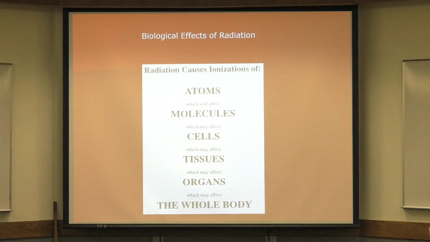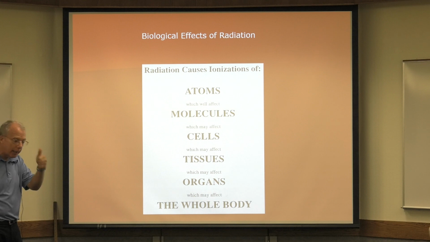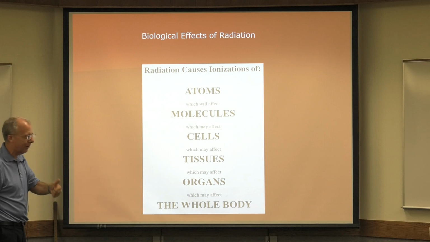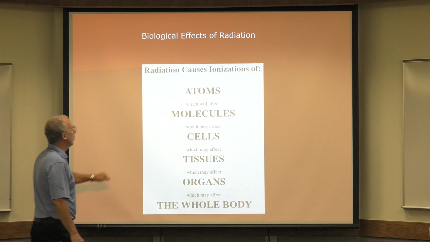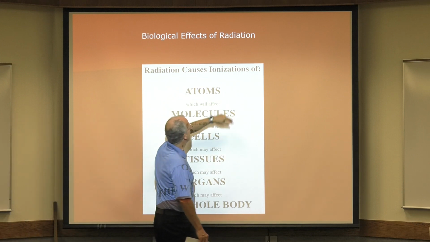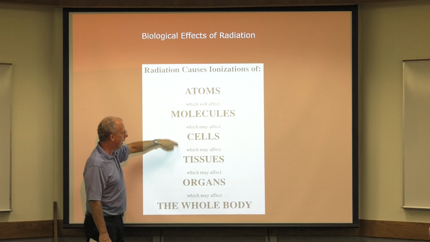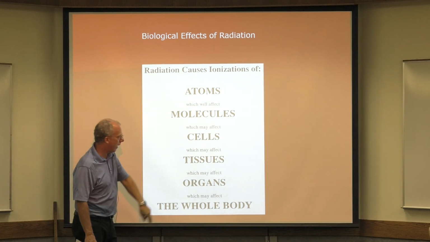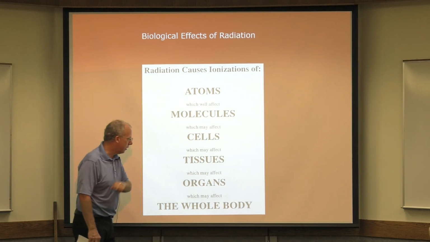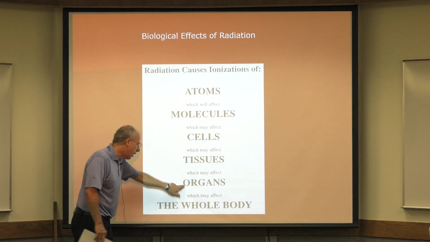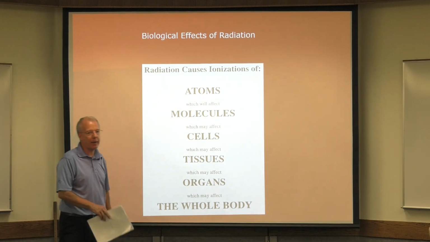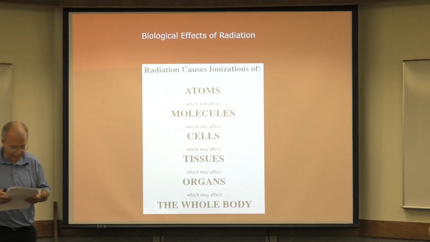Okay, let's talk about the biological effects of radioactivity. This is what we are concerned about, right? Remember, this is ionizing radiation. It's not this wimpy chemistry. This is nuclear physics, MeV energies. So radiation causes ionizations of atoms, which will affect molecules, which may affect cells, which may affect tissues, which may affect organs, which may affect the whole body. So there you go.